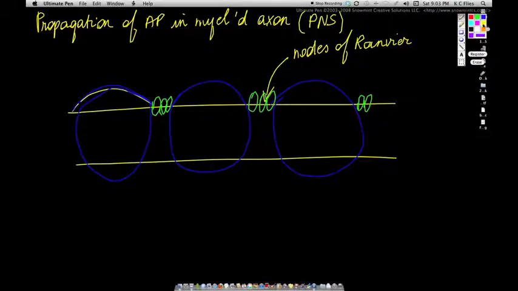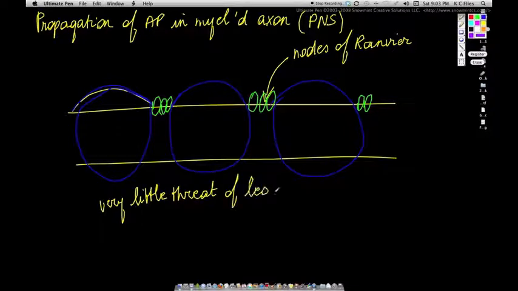We have the Schwann cells present in other areas or around other areas of the axon, so we have very little threat of leakage. Maybe this is not the best way to say it, but literally the Schwann cells prevent too much leakage because they're covering up those. If there were leakage channels, they're covered up.